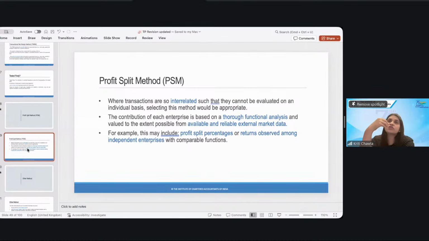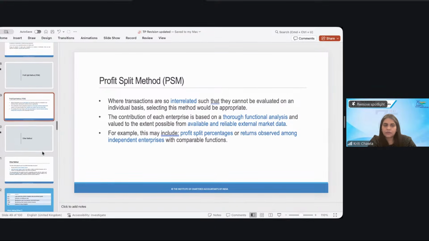Now, the contribution of each enterprise will be based on a thorough functional analysis, and it will be valued to the extent possible from available, reliable external market data. So it could be a profit split percentage, or it could be returns observed among independent enterprises with comparable functions. This is called the profit split method.